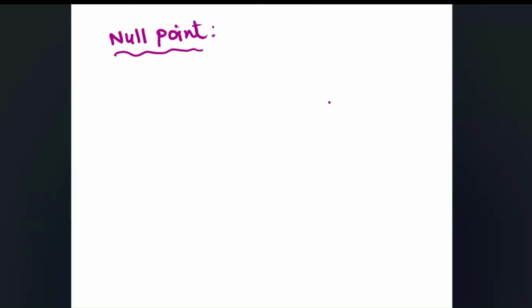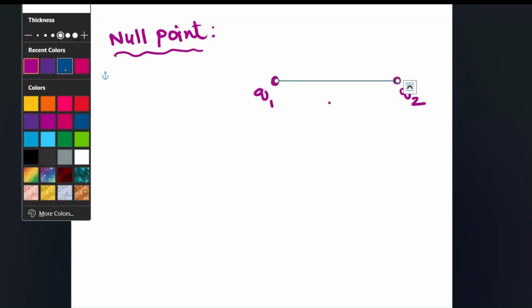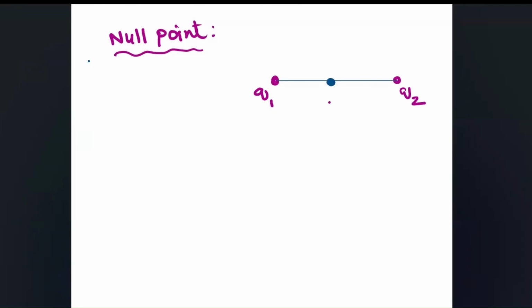We'll see the null point case, how to calculate the null point. I am taking a charge Q1 here, Q2 here, two positive charges. In between them, if I place a third charge, say Q3, at a distance x from Q1, the separation between Q1 and Q2 being R, then what is x?